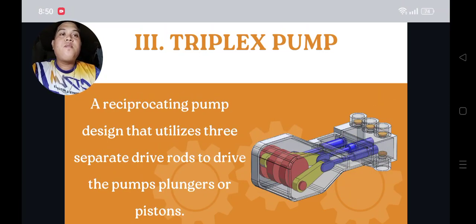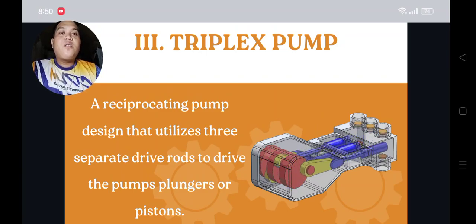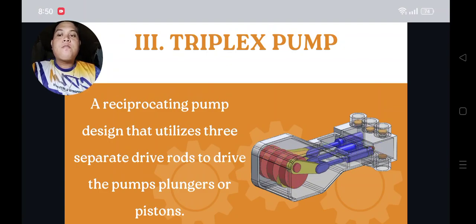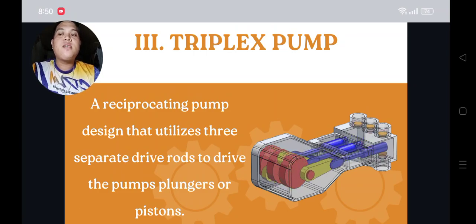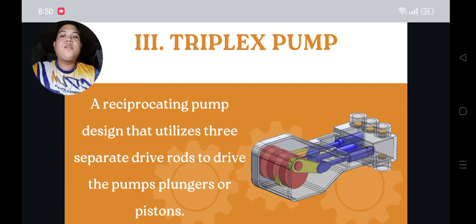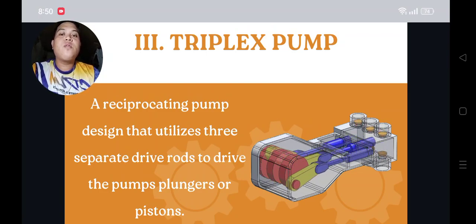Third is the triplex pump. A reciprocating pump design that utilizes three separate drive rods to the pump's plungers or pistons. It has three pistons and each piston works on both sides. If one side of the piston pulls liquid in, the other side pushes it out. Since there are three of them, their functions are the same, so the process is continuous.